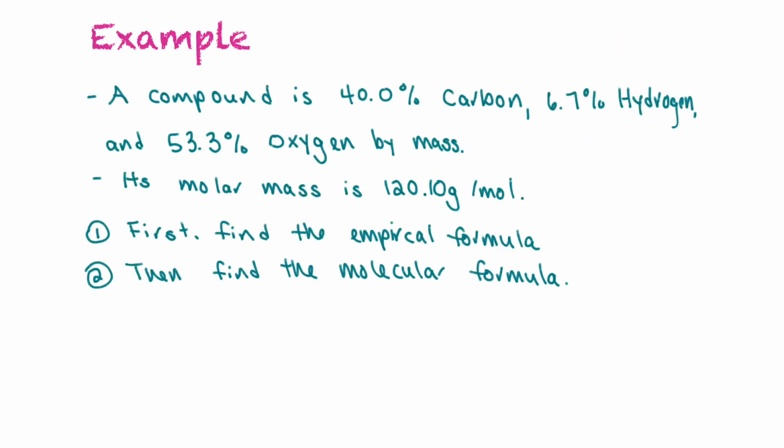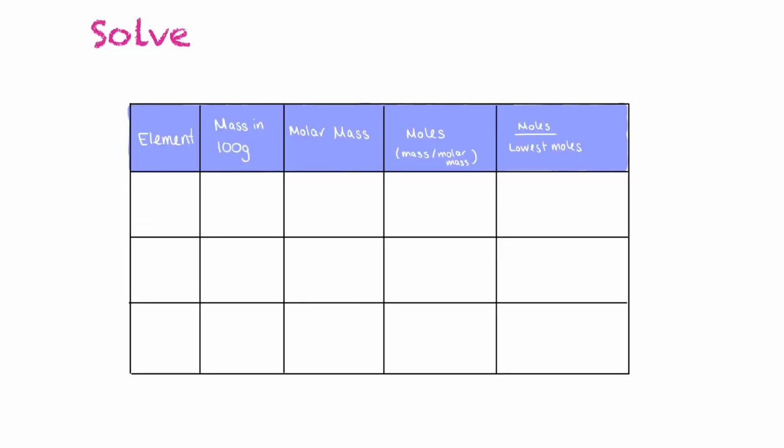So in this example, we find a compound that has 40.0% carbon, 6.7% hydrogen, and 53.3% oxygen by mass. And we're also told that its molar mass is 120.10 grams per mole. So the first thing we need to do is find the empirical formula in the same method we've been doing. Then we need to find the molecular formula. So the first thing we need to do is write down the three elements. So there's carbon, hydrogen, and oxygen.